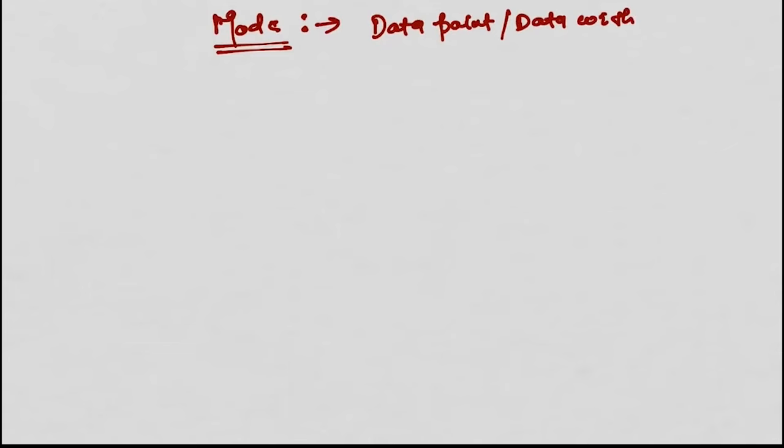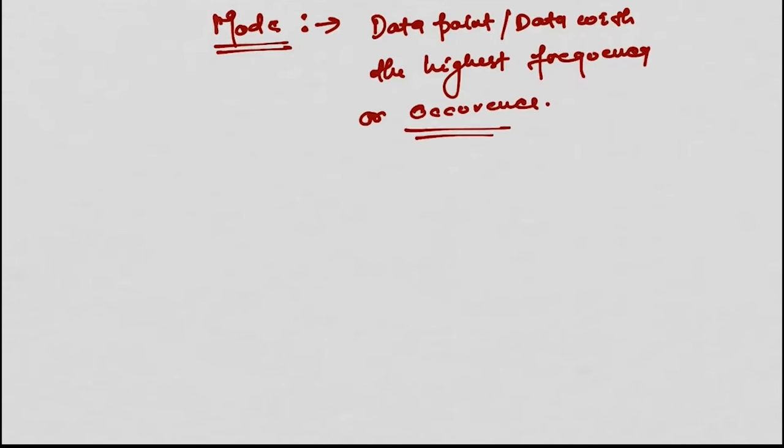Okay, now let's enter into mode. What is mode? In central tendency, there are three measures, and the third way of finding the center of the data is mode. It is the data point with the highest frequency or occurrence. Data with the highest frequency or occurrence. Jo data sabse zyada baar aayega, wo mode kehlata hai. Theek hai? So data with the highest occurrence, data with the highest frequency.